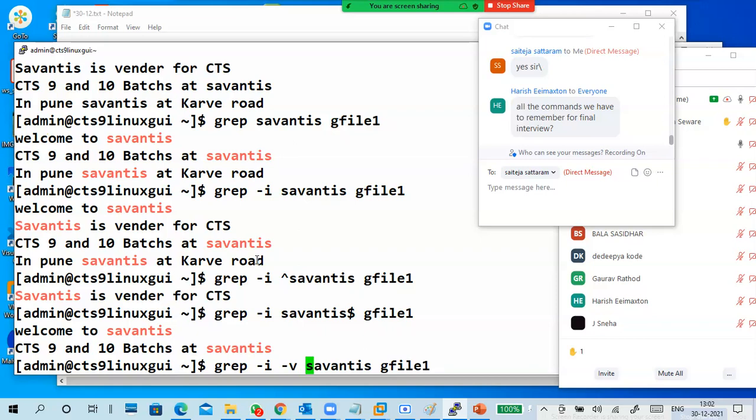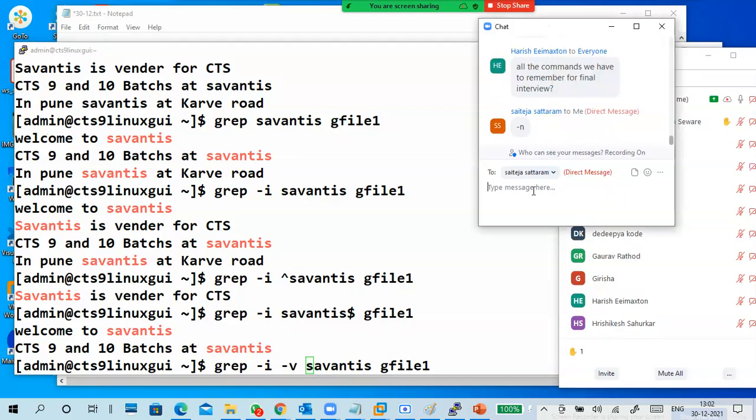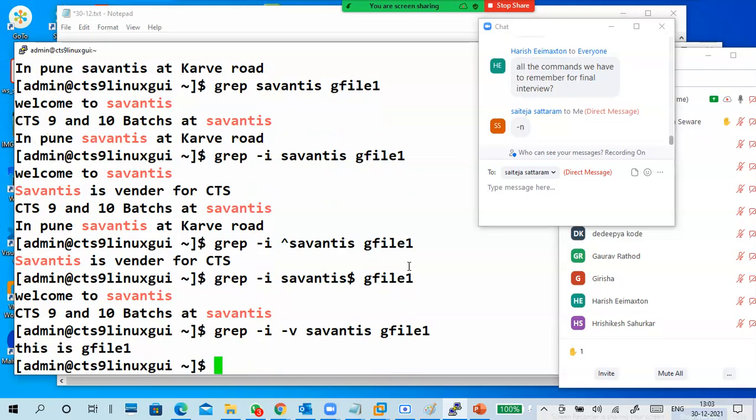Hyphen V. It means it's the opposite of our displaying. If the pattern does not match, the unmatched lines are displayed. For example, a line that does not have Savantis: a line which is not matched with your pattern, display that line only. This line does not have it. I have only one line. Okay.